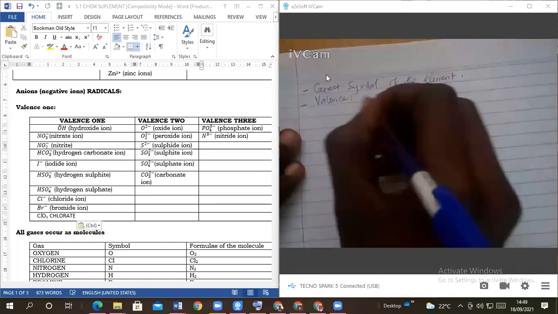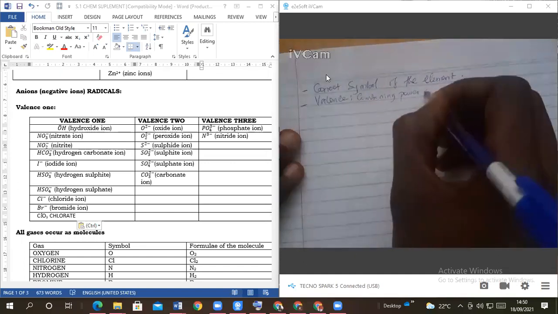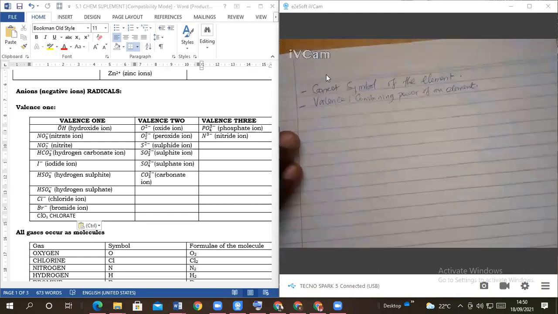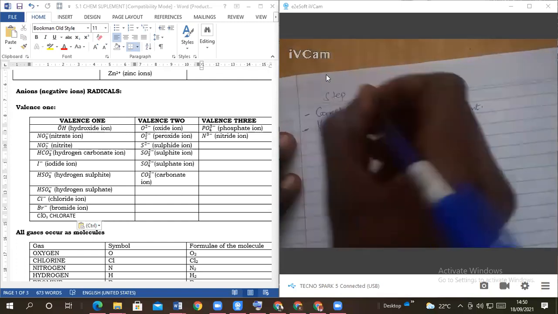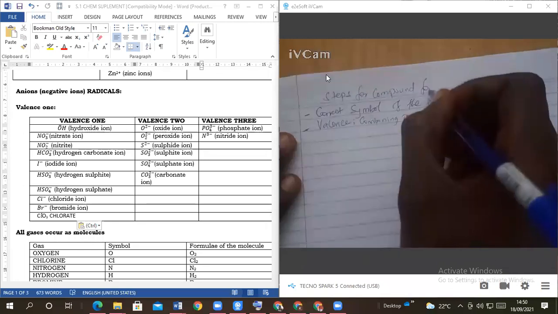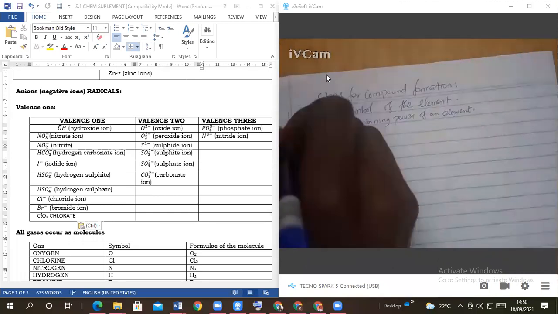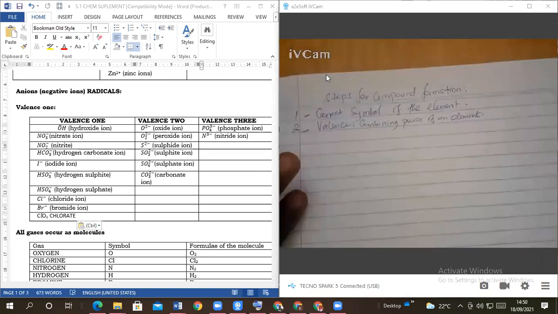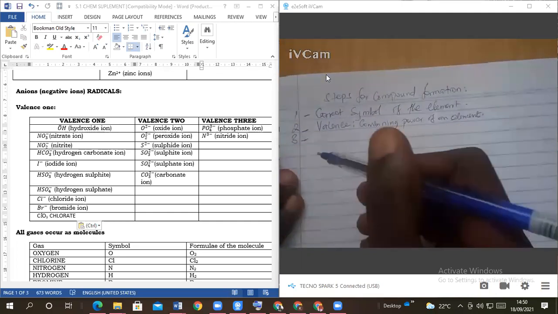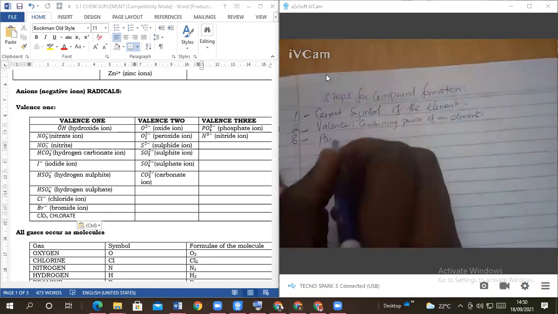So this is the combining power of an element. Good. Now these are the steps for writing a compound, the steps for compound formation. This is the first one, this is the second one, and the third one is: you write the two in a row and then you must show power exchange.